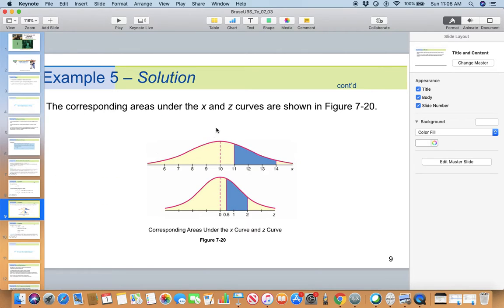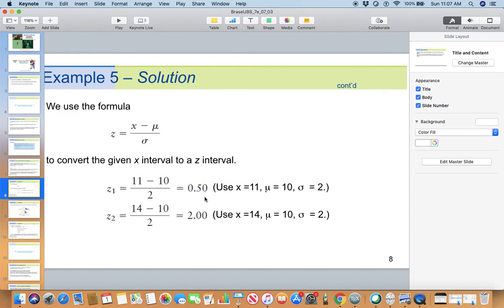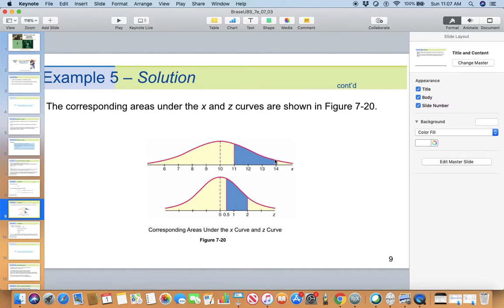So now, this is your original x. x has to sit between 11 and 14. We used our formula, converted everything to z, and you now have z between 0.5 and 2. Where did those come from? For 11, you get 0.5. For 14, you get 2. So you have converted the x to the z. So 11 gave you 0.5, 14 gave you 2, and this blue region now becomes this blue region.